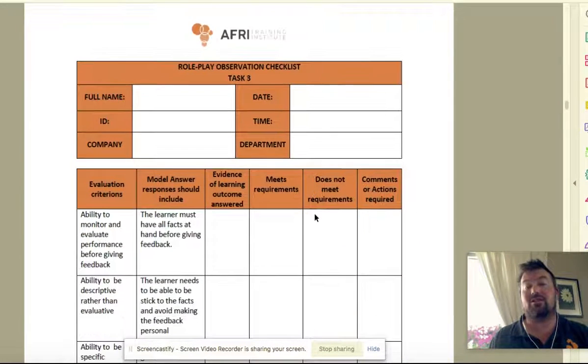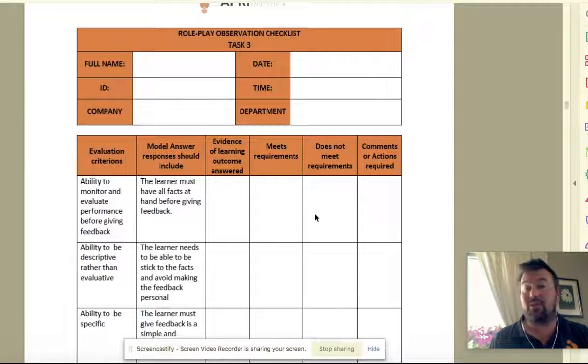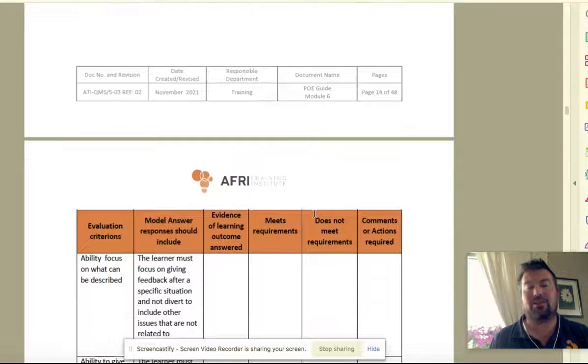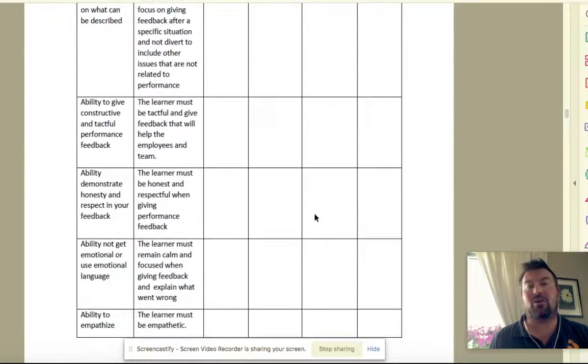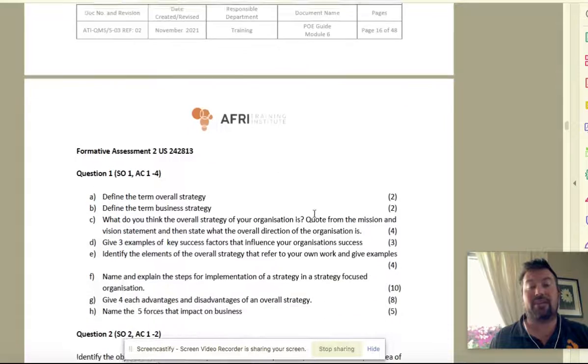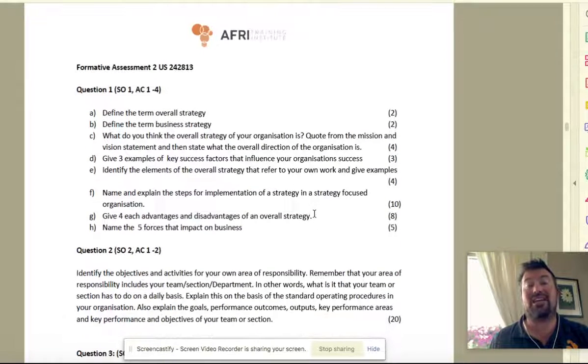So this is the role play observation checklist. When I see you doing the role plays, I will give you feedback and make sure that you are competent in how to give feedback. So take a look at the evaluation criteria, just so that we are all aware of what I'll be looking out for. Okay, now we are moving to the second unit standard.